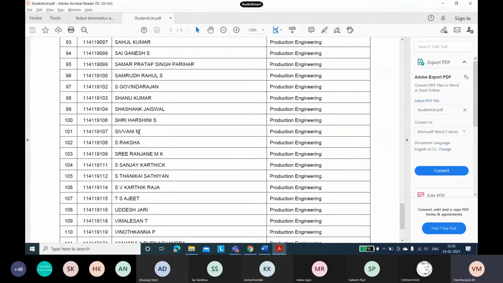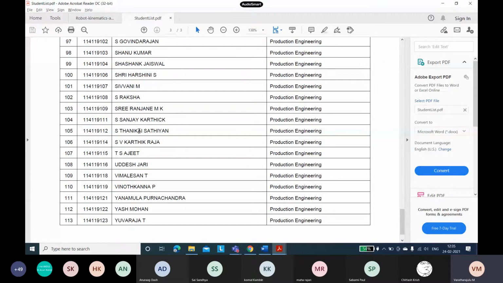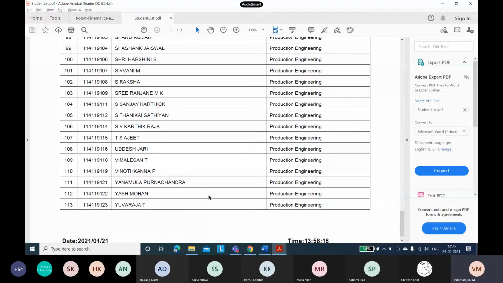For today's class, roll numbers 106, 107, 108, 109, 111, 112, 115, 116, 118. Please unmute your mic and join with us till the end. Shivani, Raksha, Sri Ranjani, Sanjay, Karthik, Satyan, Karthik Raja, Ajit, Udesh, Vimaleshan, and Vinod Khanna, please unmute your mic and join with us. Purna Chandra, Yash Mohan, Yuvaraja, you can also join with us till the end.